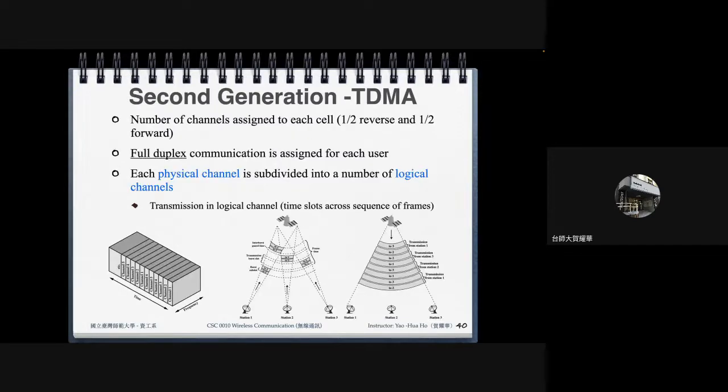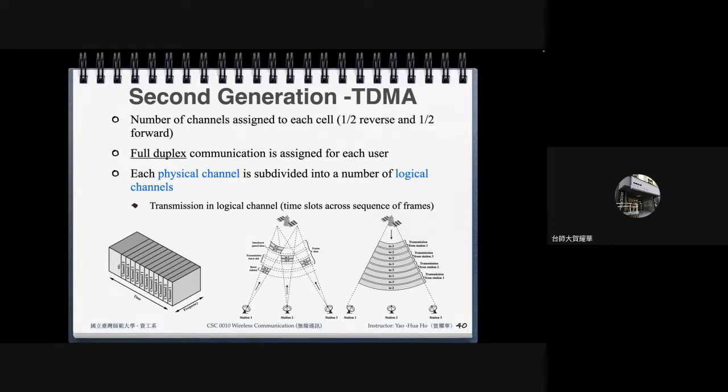So that's the first generation. Then the second generation is time division multiple access, because the second generation is digitalized, right? Since it's digitized, it means now I can divide not only frequency, but also time, okay? Because I'm starting to send bits, okay?